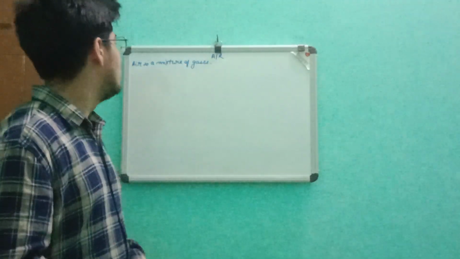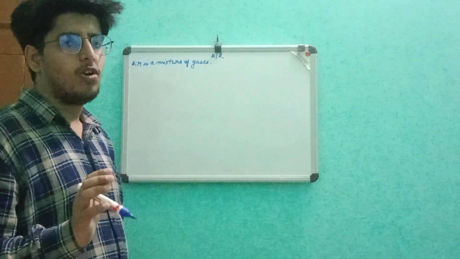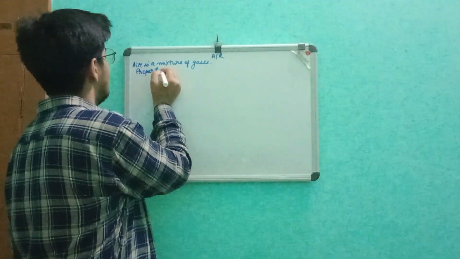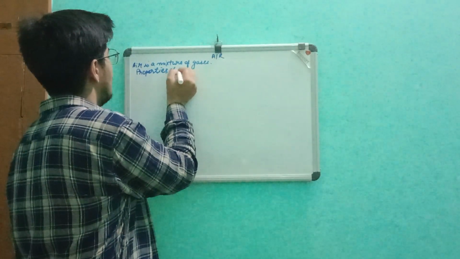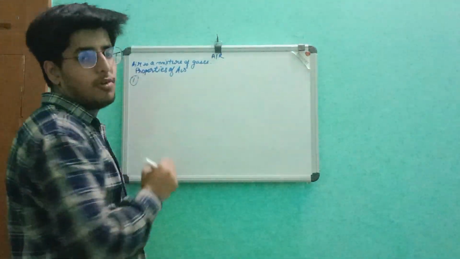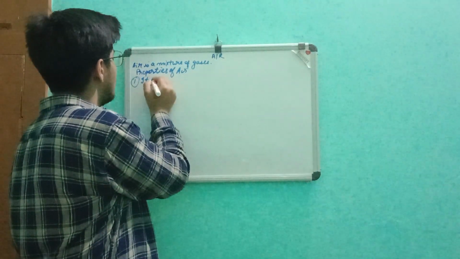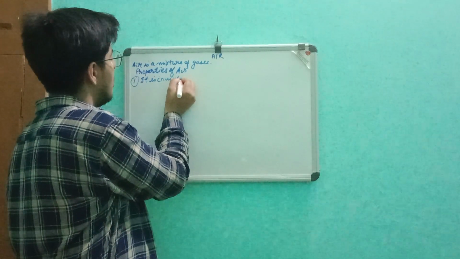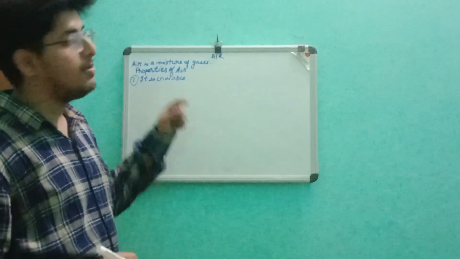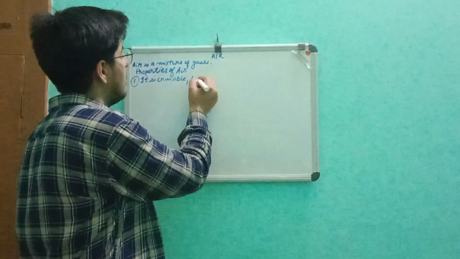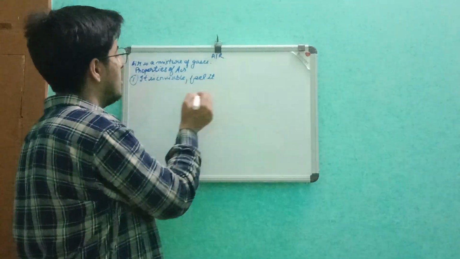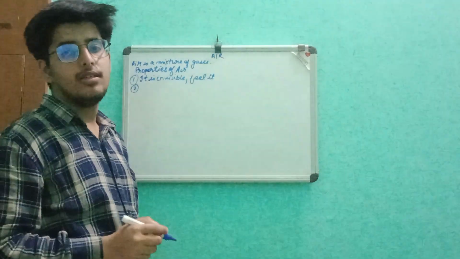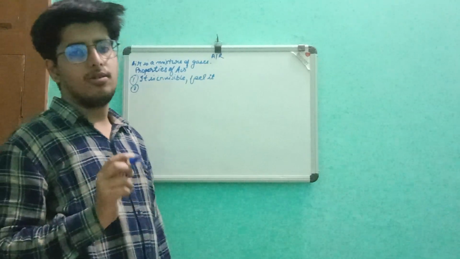Okay. Now, we will talk about what the properties of air are. The first property is, it is invisible, and we can feel it. The second property is, it is colorless, odorless and tasteless.